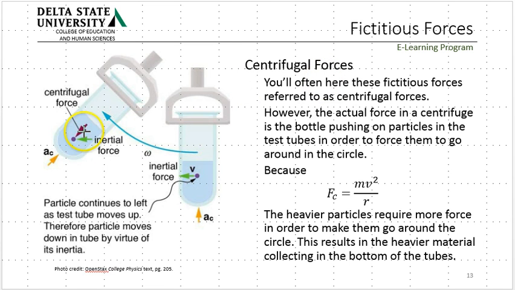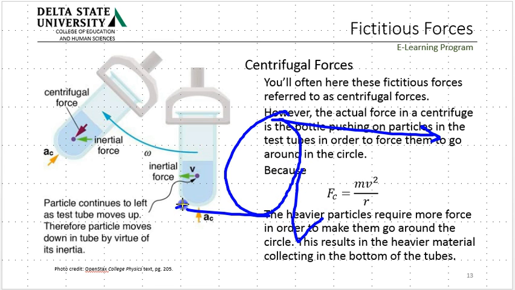So what's happening? Well, these little particles in your centrifuge are minding their own business when you start spinning them around in a circle. When you're spinning them around in a circle, what do they want to do? They want to keep going in a straight line. They always want to go in a straight line. You get them going, they want to go in a straight line. The only reason they don't is the centrifuge pushes against them to force them to go around in a circle.